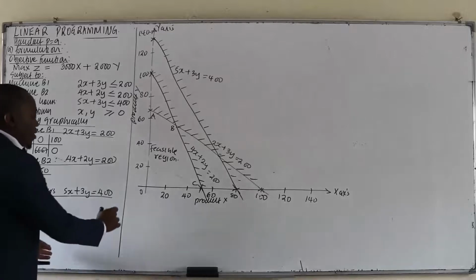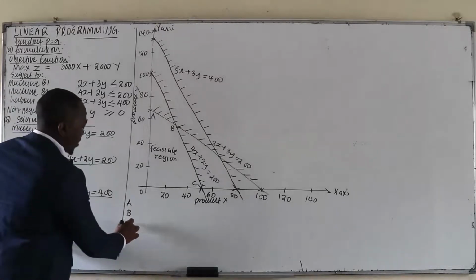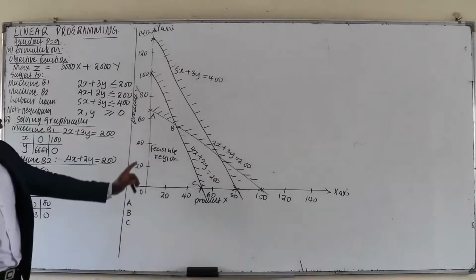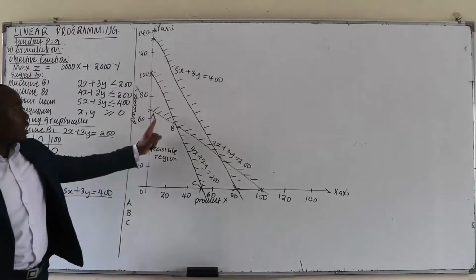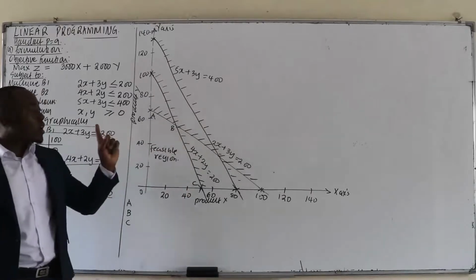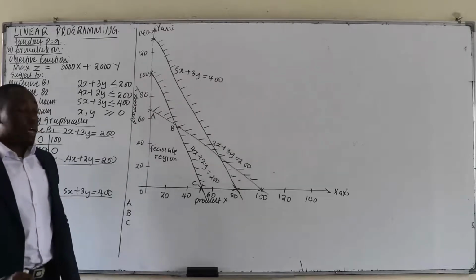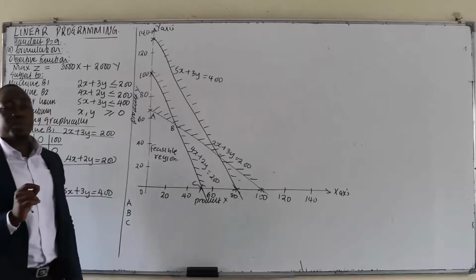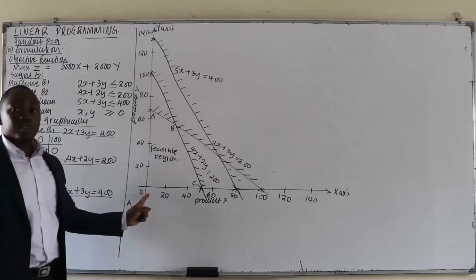So now here we have corner A, corner B, and corner C. Now we want to determine, of this feasible region, where is our optimal corner? Is it corner A? Is it corner B? Is it corner C? The optimal corner is the corner whereby the combination of the two will give you the maximum profit. Then I give you another hint: the optimal corner is the farthest corner from the origin.